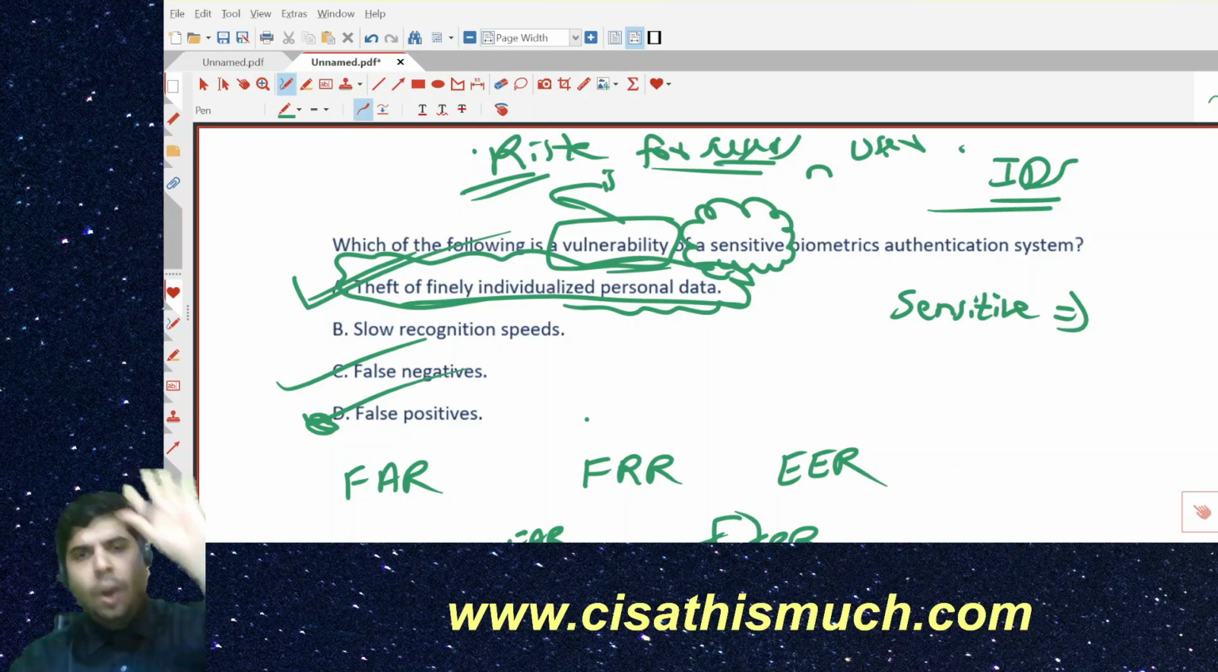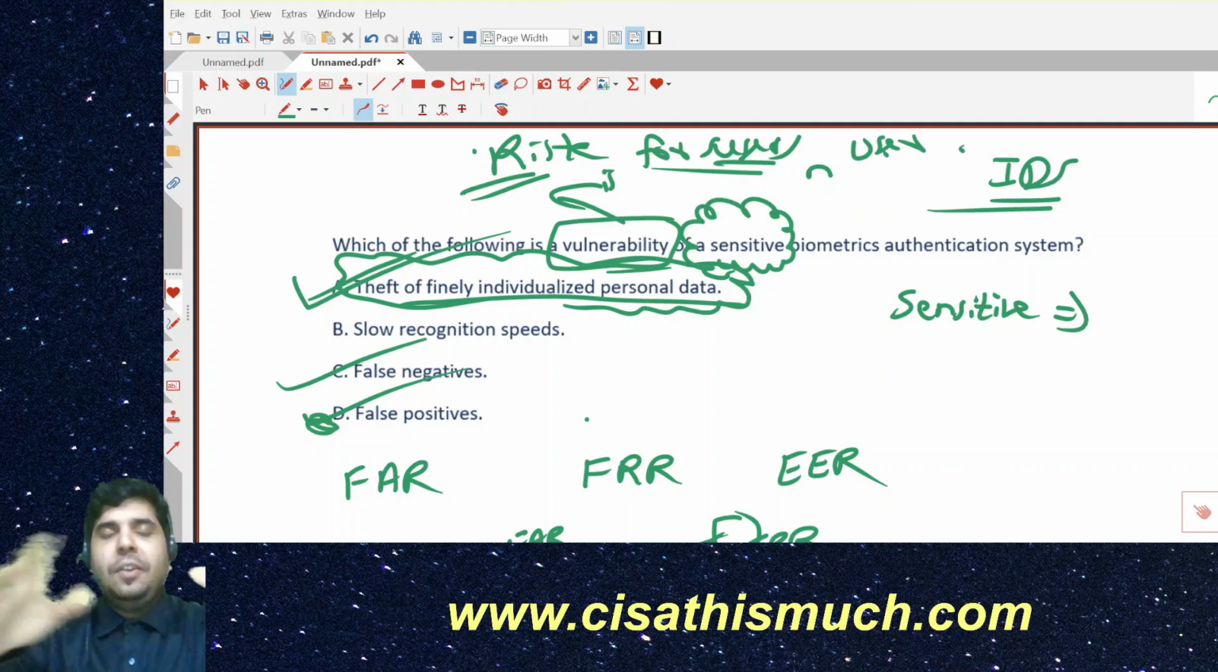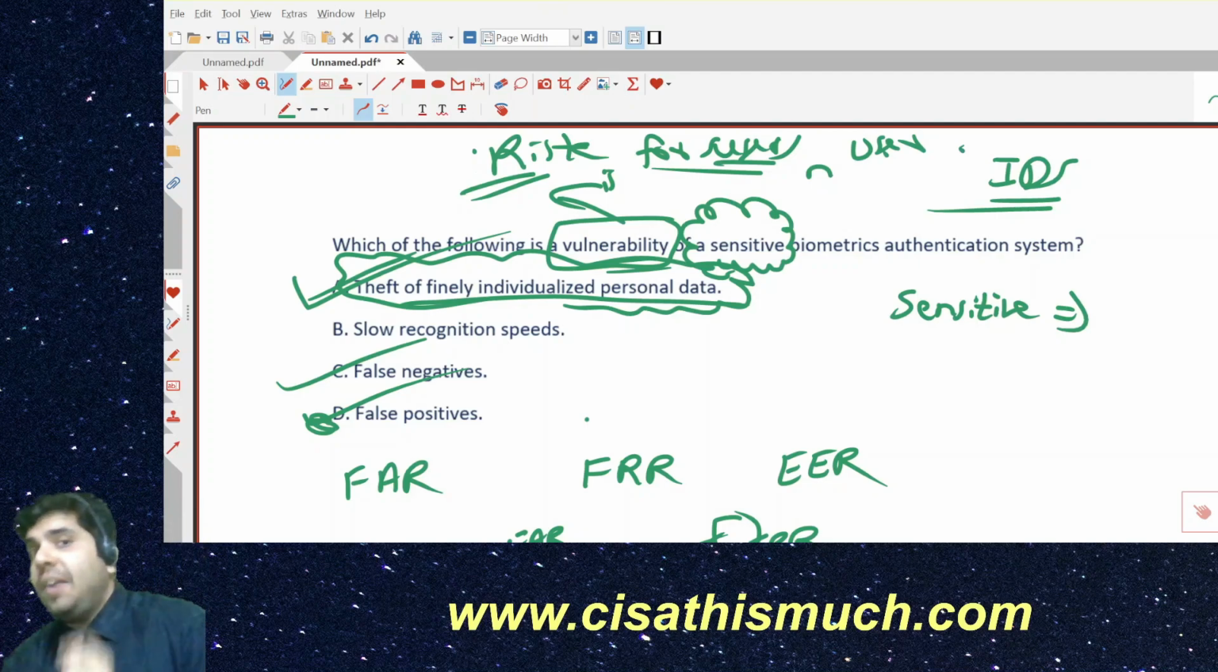When the question has the words, which of the following is a concern, when you're using a biometric, not a sensitive biometric, a normal biometric, then the answer for normal biometric is false positive. We have discussed, right? Normal biometric is false positive, and in case of IDS, we have discussed false negative.